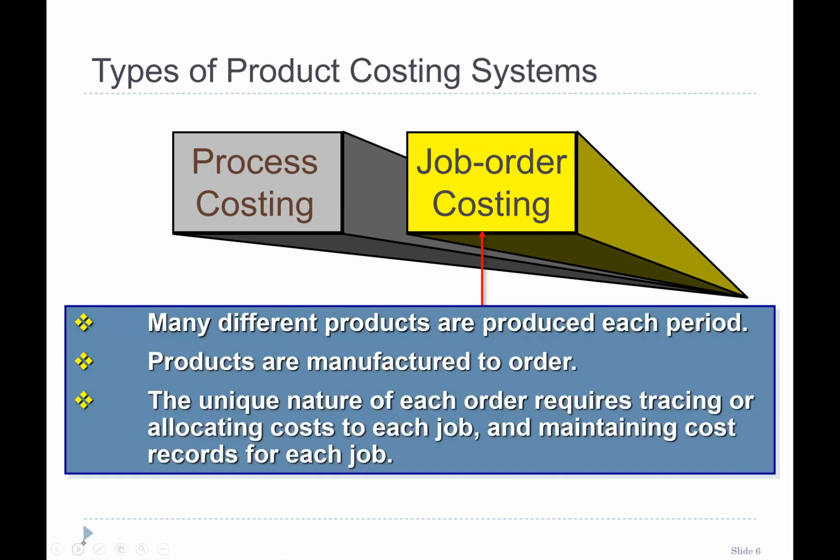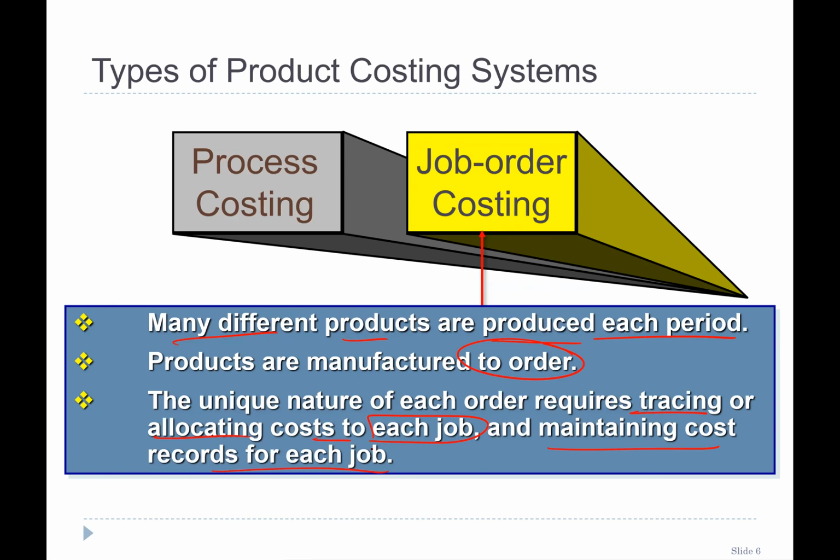Then we have job order costing in which we have a complication. Why? Because there are many different products produced in each period. At the same time, the company is producing two different products and these two are not identical. And products are manufactured according to the order, right? It means they are specified orders or customized orders as well. So the unique nature of each order requires tracing or allocating cost to each job, and maintaining cost records for each job.